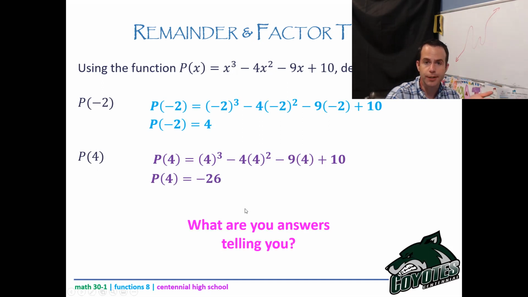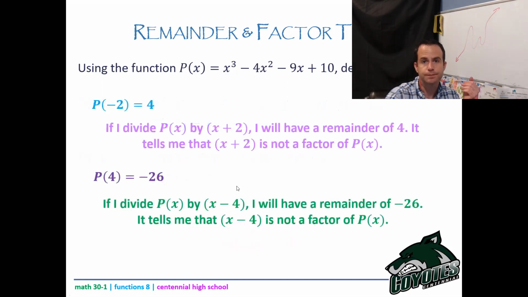So what are your answers telling you? You have not found factors. Okay, so if I divide P of x by x plus 2, I will have a remainder of 4. It tells me that x plus 2 is not a factor of P of x. Same thing, if I divide P of x by x minus 4, I will have a remainder of negative 26. It tells me that x minus 4 is not a factor of P of x. Okay, good.